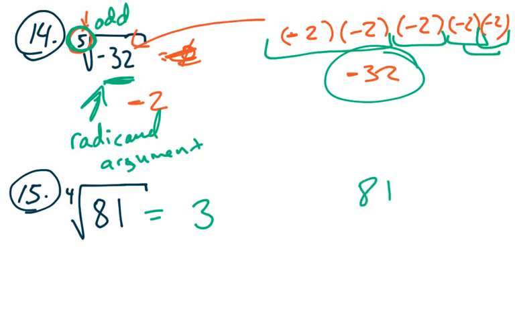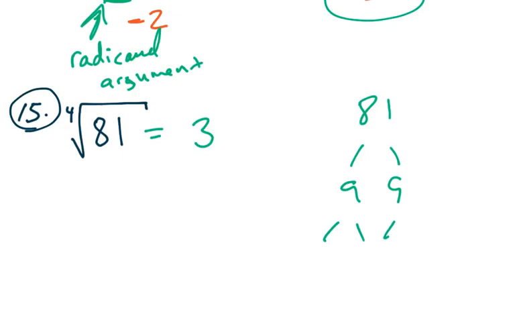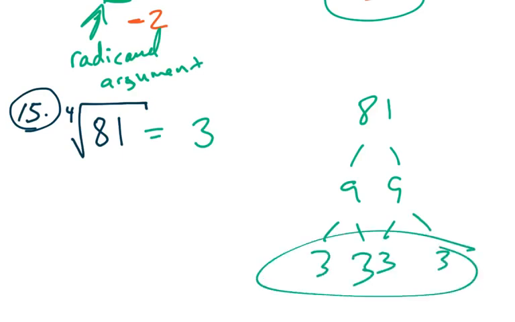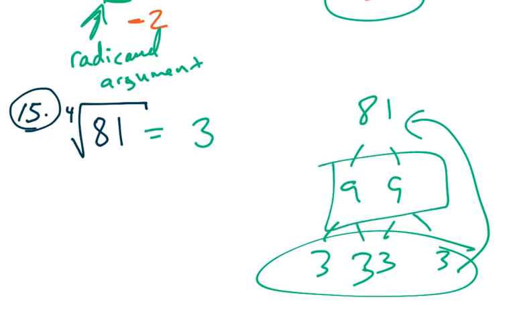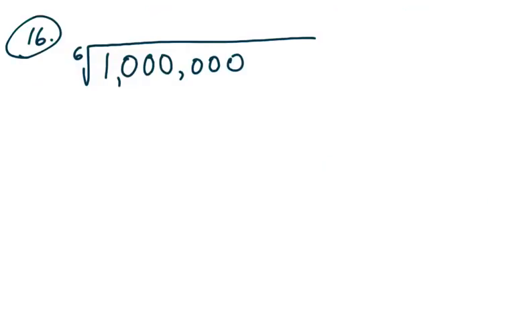I always think about 81 in this way. I know 81 is 9 times 9, and I know 9 is 3 times 3. And that always helps me to see that 3 times 3 times 3 times 3 is 81. So I don't know if that helps you out, but if I know 9 times 9 is 81, then I know that because 9s can be written as pairs of 3s, the fourth root of 81 is 3. Okay. So moving right along.